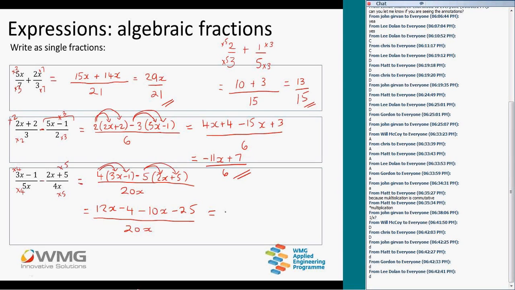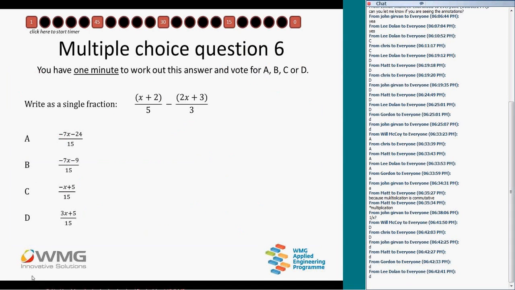Okay, so let's see. Pens and pointers ready. You've got a minute, so you'll have to be fast. I'll read it out to give you some extra time. We've got to write as a single fraction: x plus 2 over 5 minus 2x plus 3 over 3. Okay, off you go.